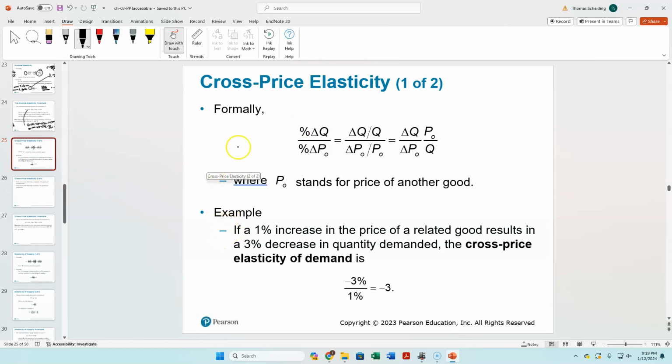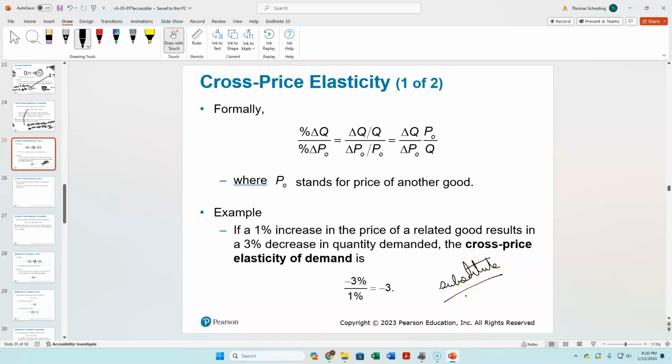Now, what we're saying, though, is that for cross-price elasticity, it's delta Q, change in the quantity of the product I'm selling over the change in the price of the other good. Now, the sign here is going to tell me whether my good is a substitute or a complement.